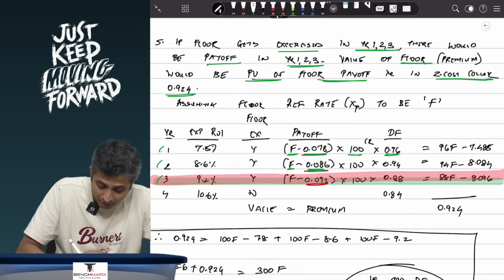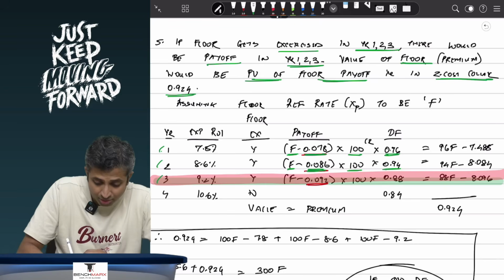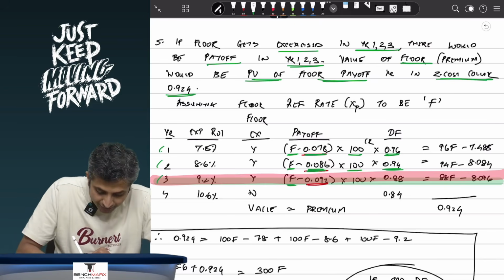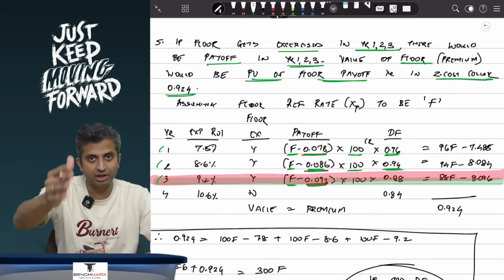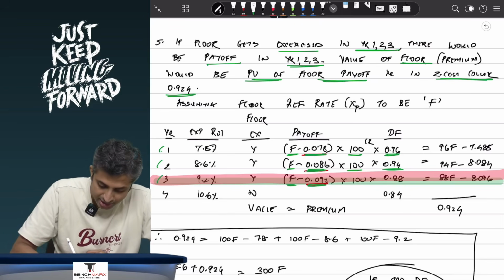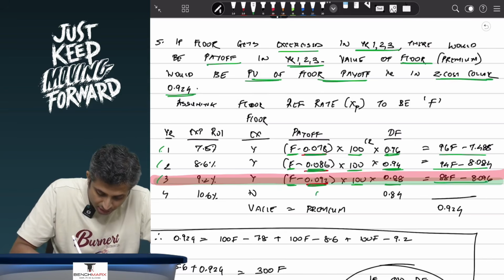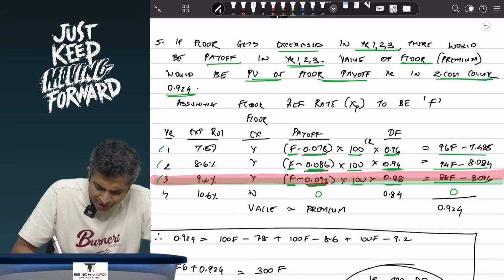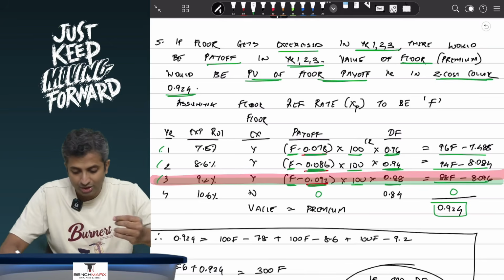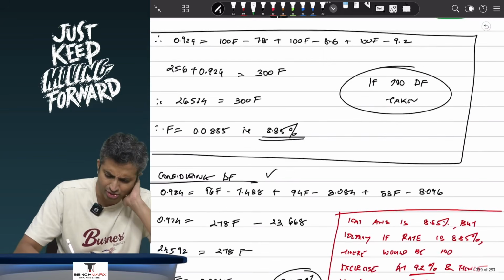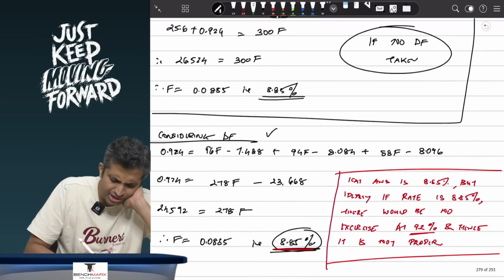F minus 0.086 is going to be exercised, times 100 crores, but this is in the second year. F minus 0.092, I am saying that even in the third year there will be an exercise, and hence times 100 into 0.88. So these will give you the three different cash flows. In the fourth year there is no exercise, and hence this was kept at 0. So this is 0.924.